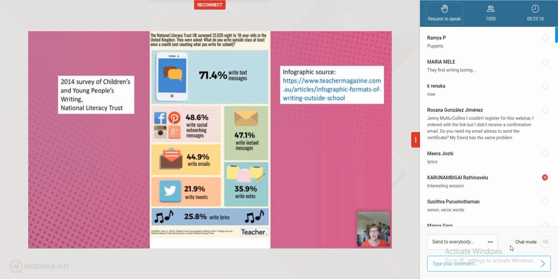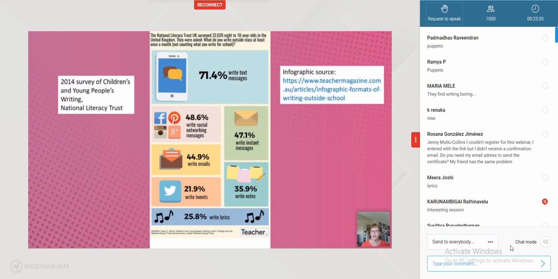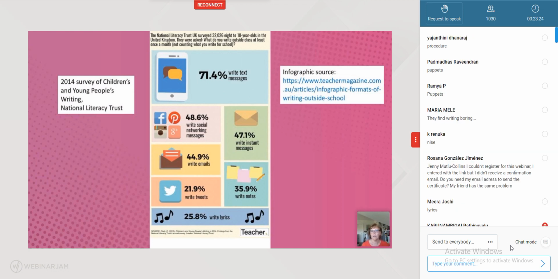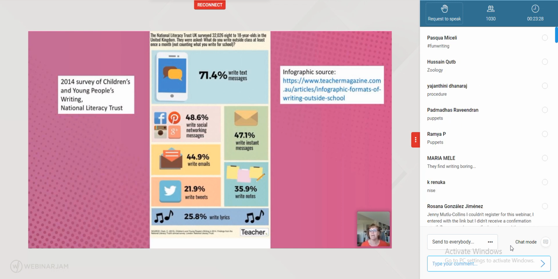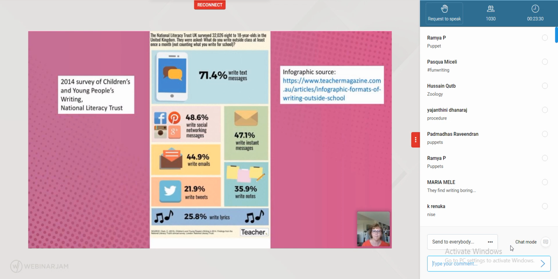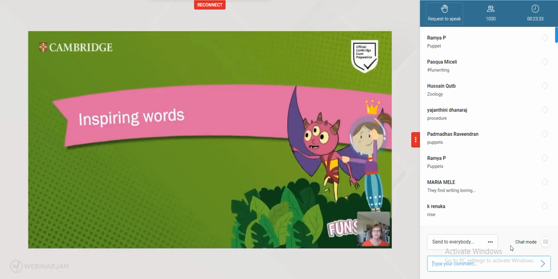And I think we can, by varying the types of writing that we do, and by showing students the steps to writing, we can hopefully make them like writing too. So let's look at some activities to work on writing and hopefully to inspire our students.